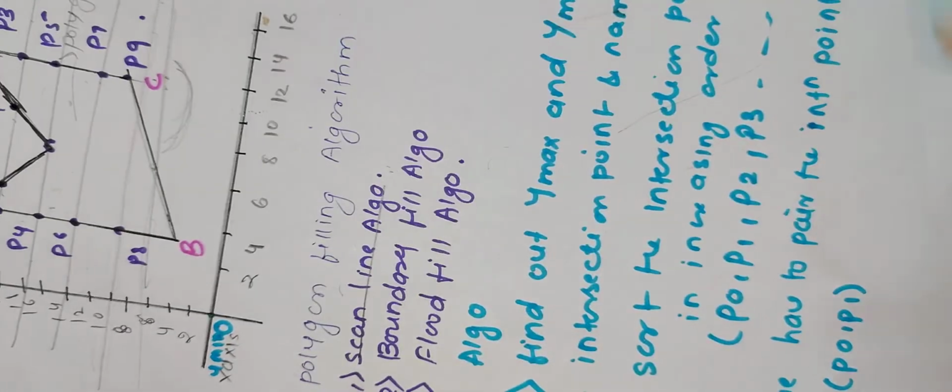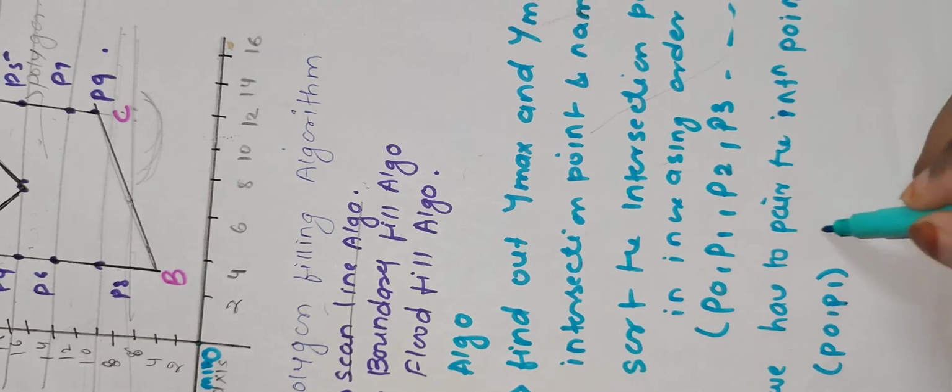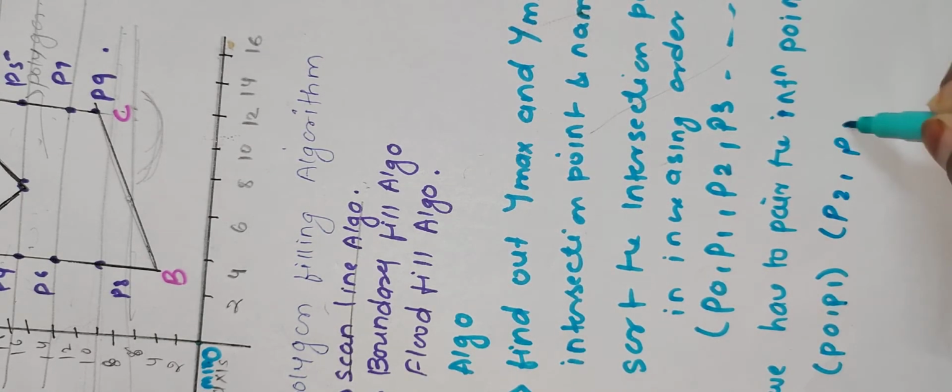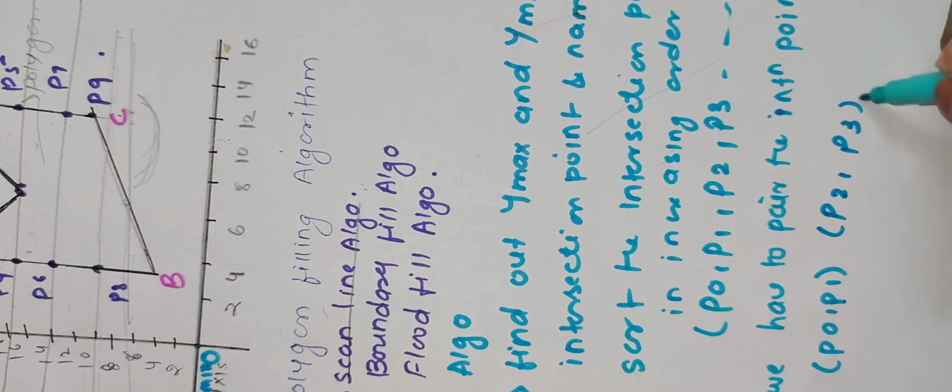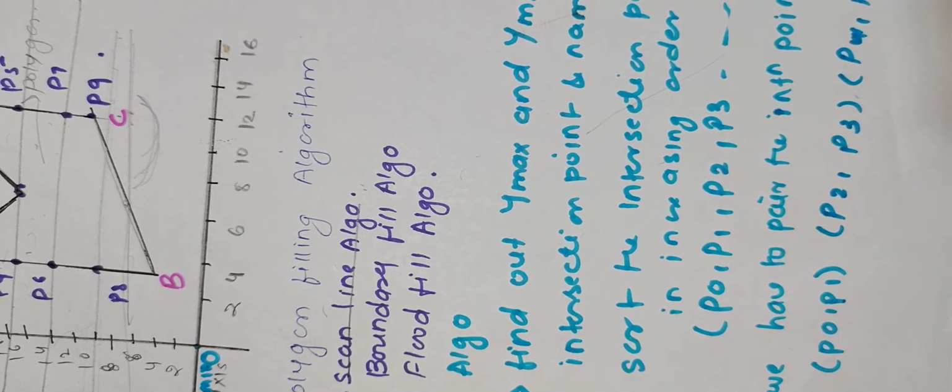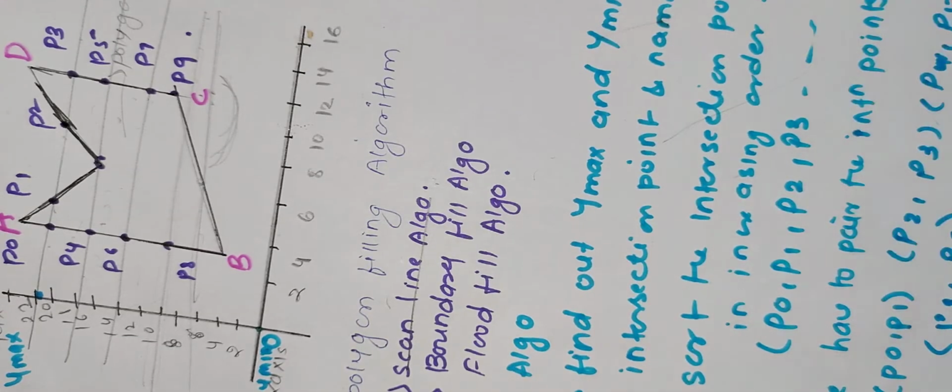Now here our first pair is P0, P1, now P2 and P3. Now the third is P4, P5, P6 and P7, P8 and P9. Okay. Now we have done all the steps.